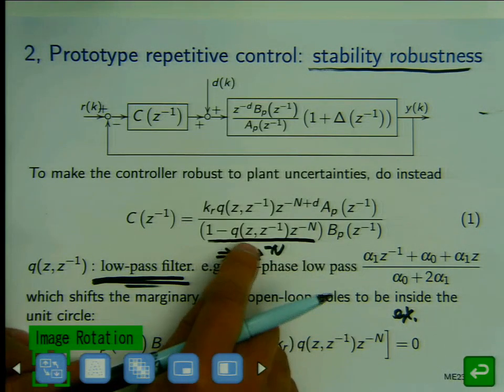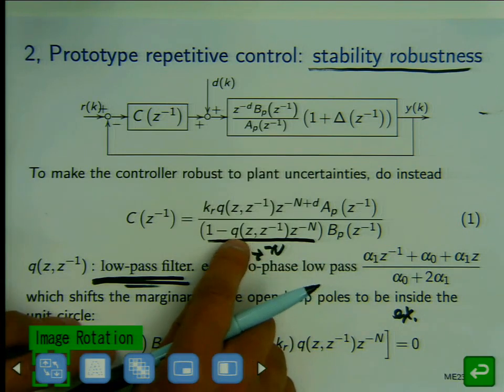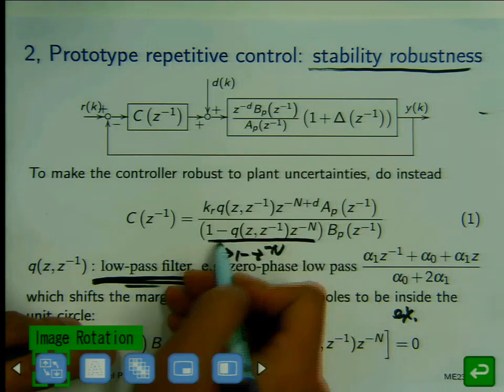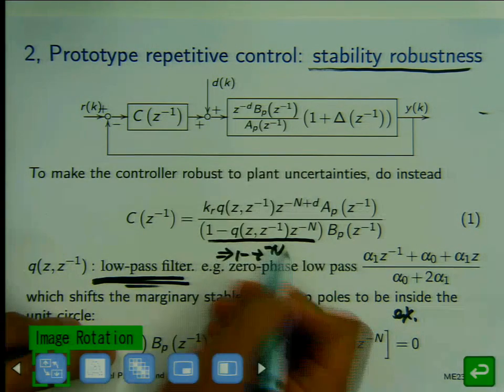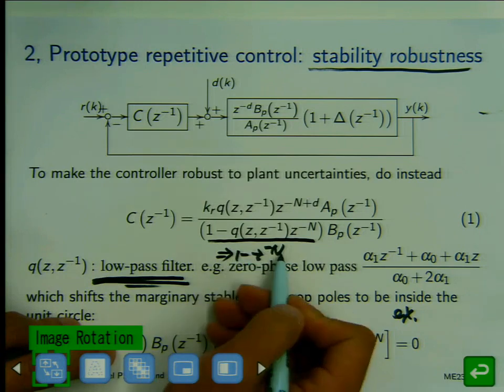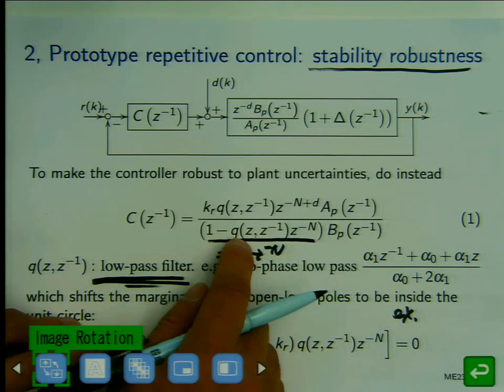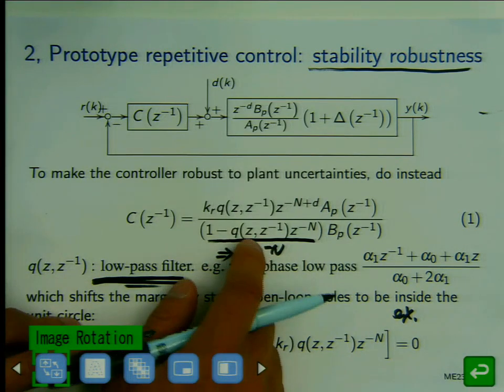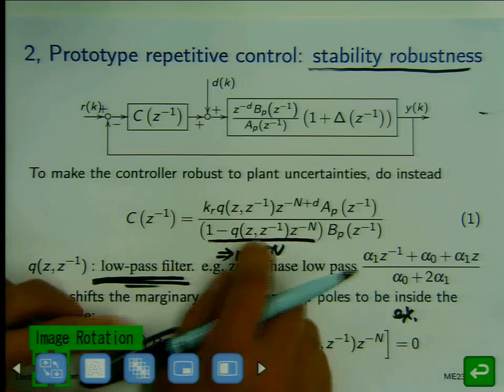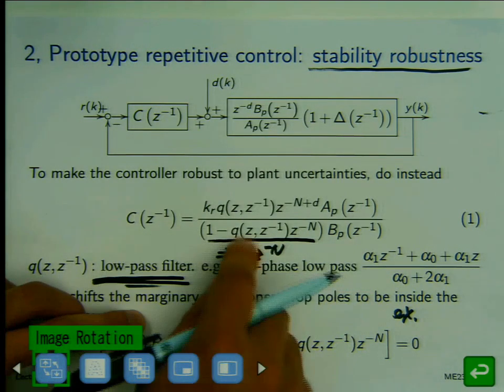I said Q is a low-pass filter. So that means at low frequency, Q is approximately 1. So that means we have approximately this internal model valid at low frequency. What will happen at high frequency? A low-pass filter will be approximately very small. So let's say if Q is 0.